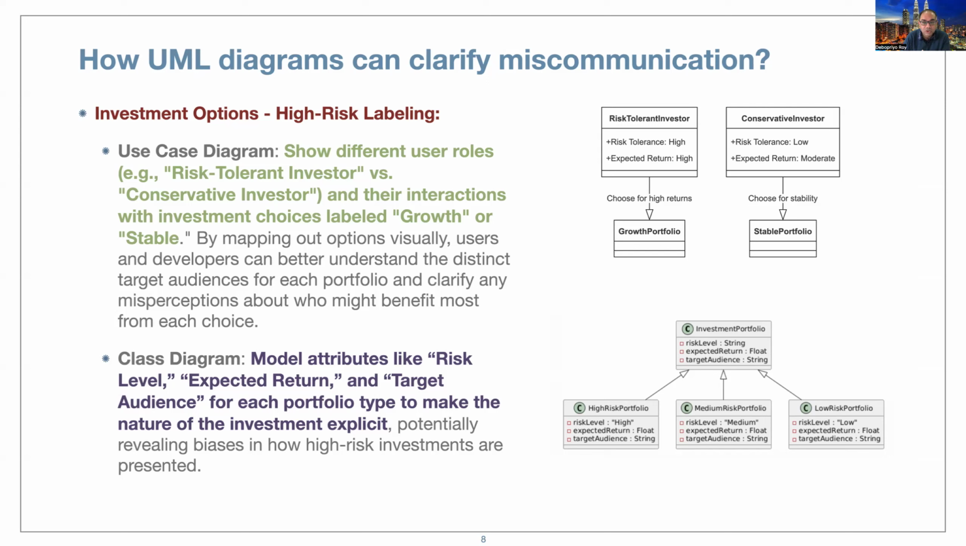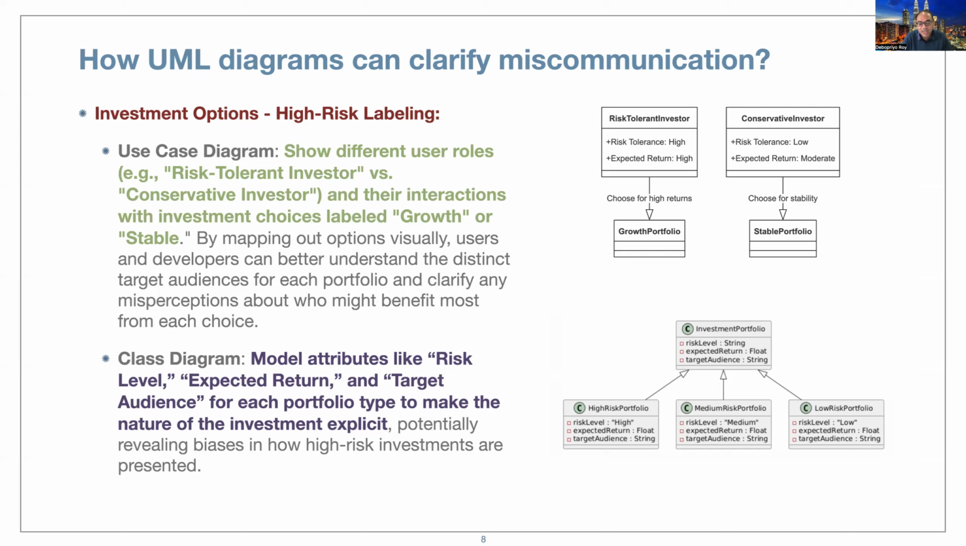So the risk tolerant investor is going to focus on the growth portfolio, and the conservative investor is going to focus on the stable portfolio, which is not really focused on growth, but maintaining the stability of the money that has been invested. And when you move on to the class diagrams, you have an investment portfolio and you divide it into three types. You have the high risk portfolio, the medium risk portfolio, and the low risk portfolio.